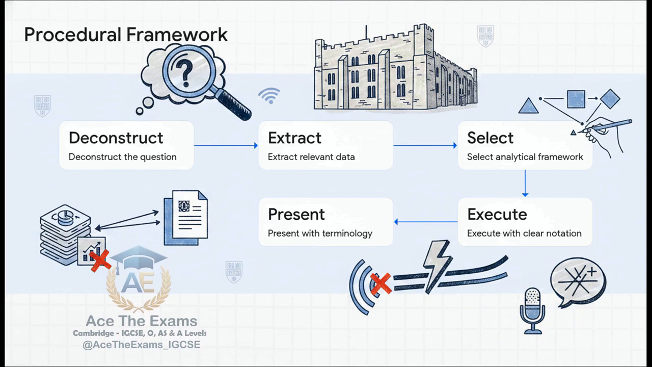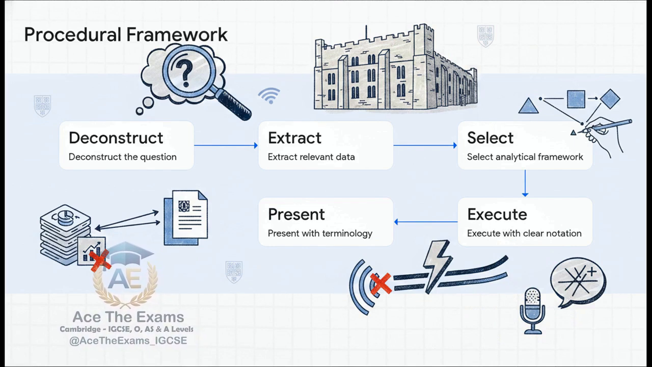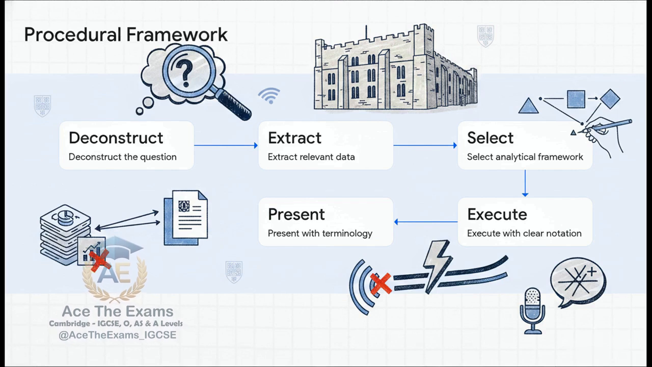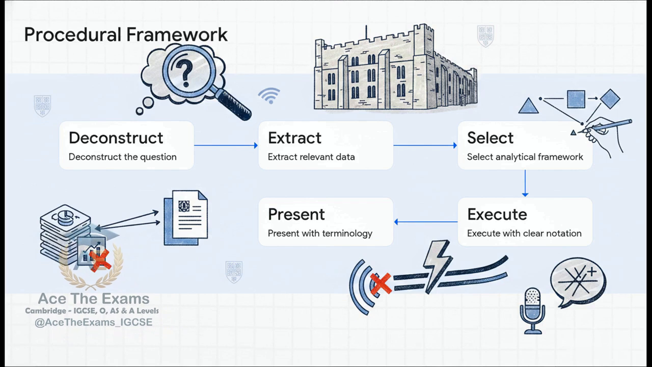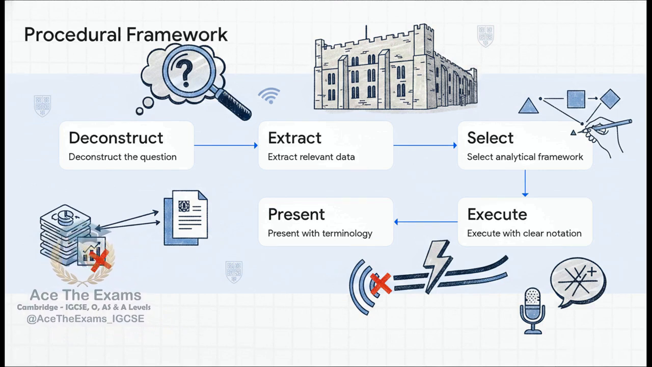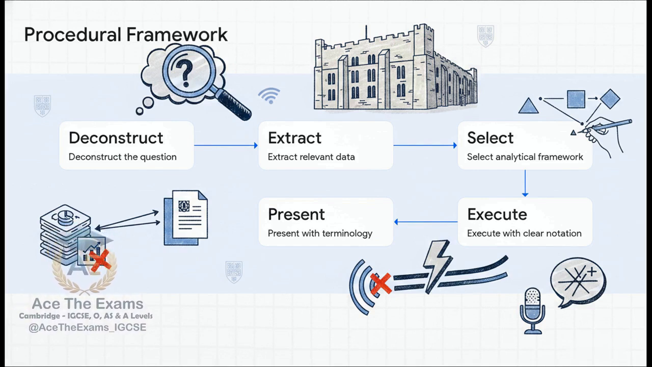First, they deconstruct the command word, compare. Next, they extract the data. Let's say the prompt is about installing a network in a heritage building with incredibly thick stone walls. Third, they select their framework, our trusty Peel method. Fourth, they execute their notation, maybe jotting down some quick notes on bandwidth limitations. Finally, they present using perfect terminology.